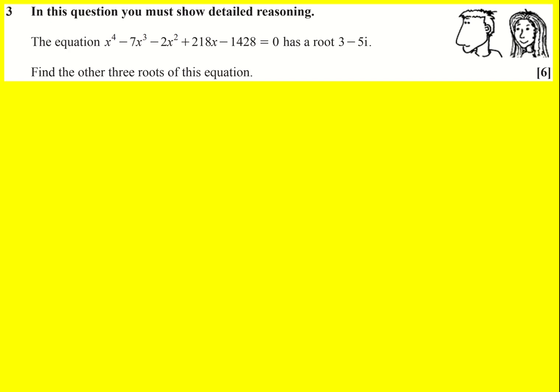We have a quartic equation to solve here, and we're given a complex root, 3 minus 5i. It immediately follows that 3 plus 5i is also a root. That's because it's the complex conjugate, and you always get those in pairs. I'm not going to prove that here, but it is a fact that you should know. Right, now here's the next bit.